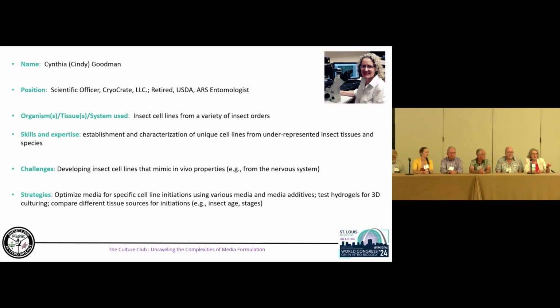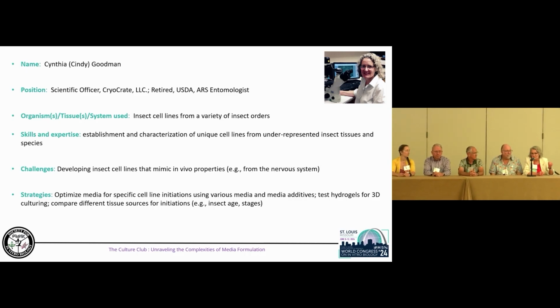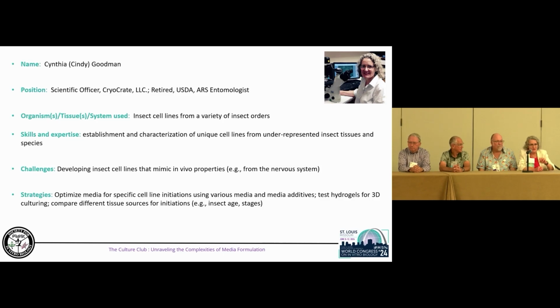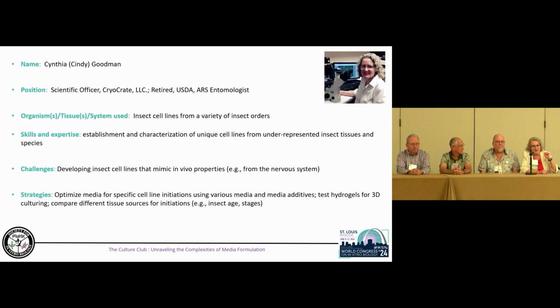But the question is, are they behaving similar to those same tissues in vivo? And so in a lot of cases, we're not finding that to be true. So we're really in a new position now. We've really become experts at establishing cell lines, but we need to move on from there. And really, I think the key is in optimizing the media for each of these cell lines so that they will continue to behave as if they're within the in vivo system.